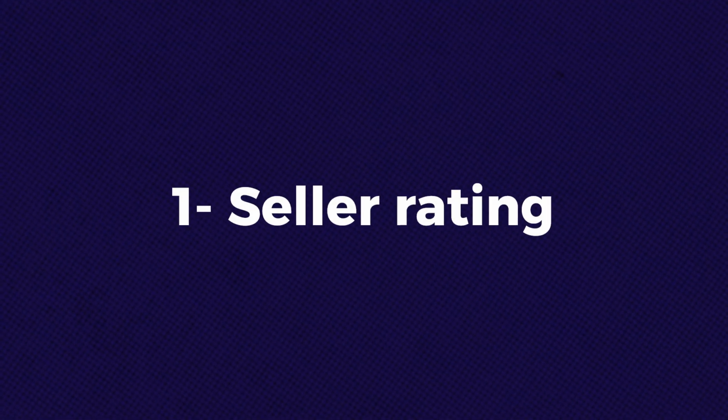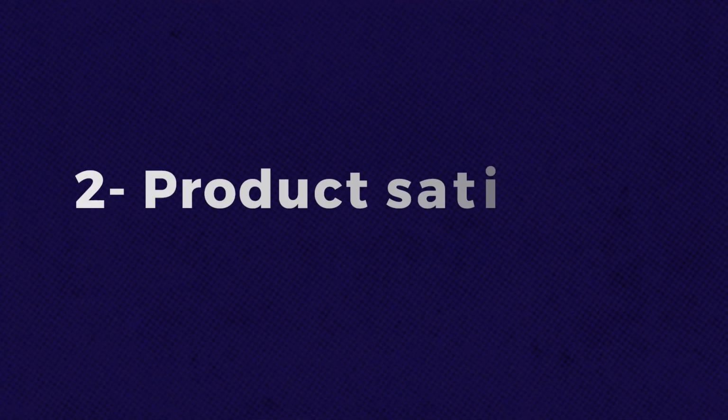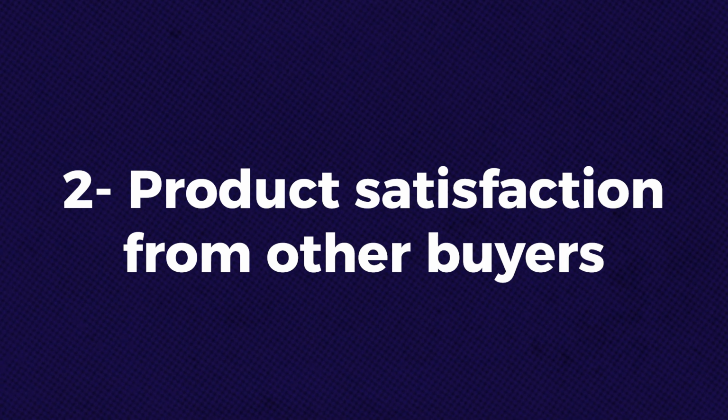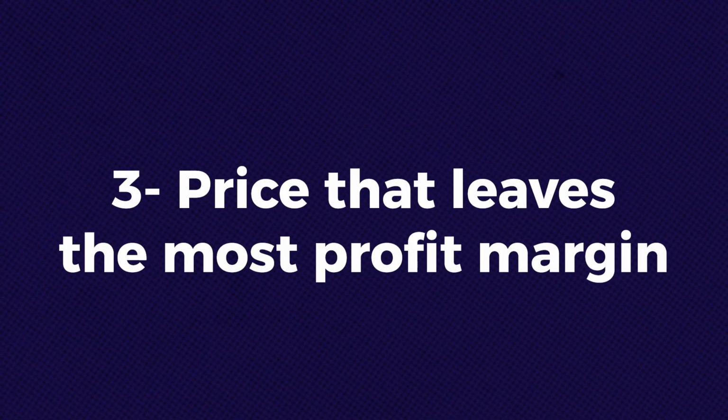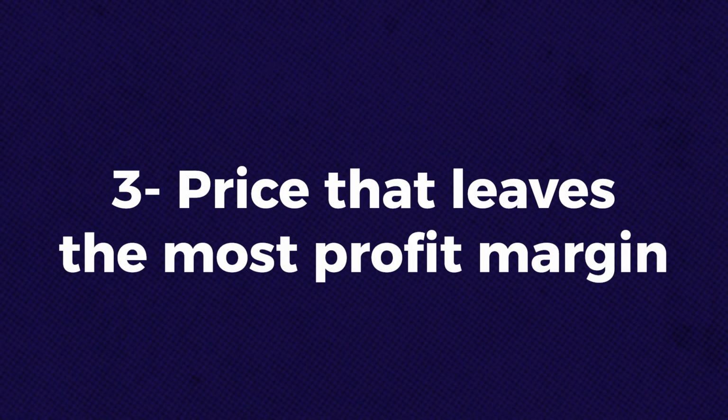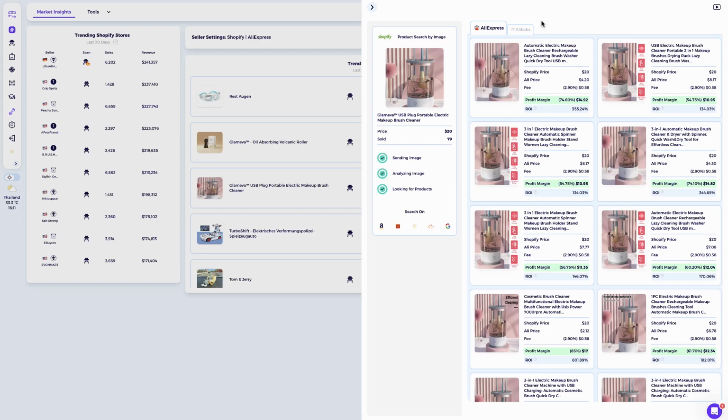1, seller rating. This helps us determine if the supplier is trustworthy. 2, product satisfaction from other buyers. A high rating means the product is good quality. 3, price that leaves the most profit margin, ensuring we maximize profitability. Once we've checked all 3 factors, we've found the best product and supplier to source from.